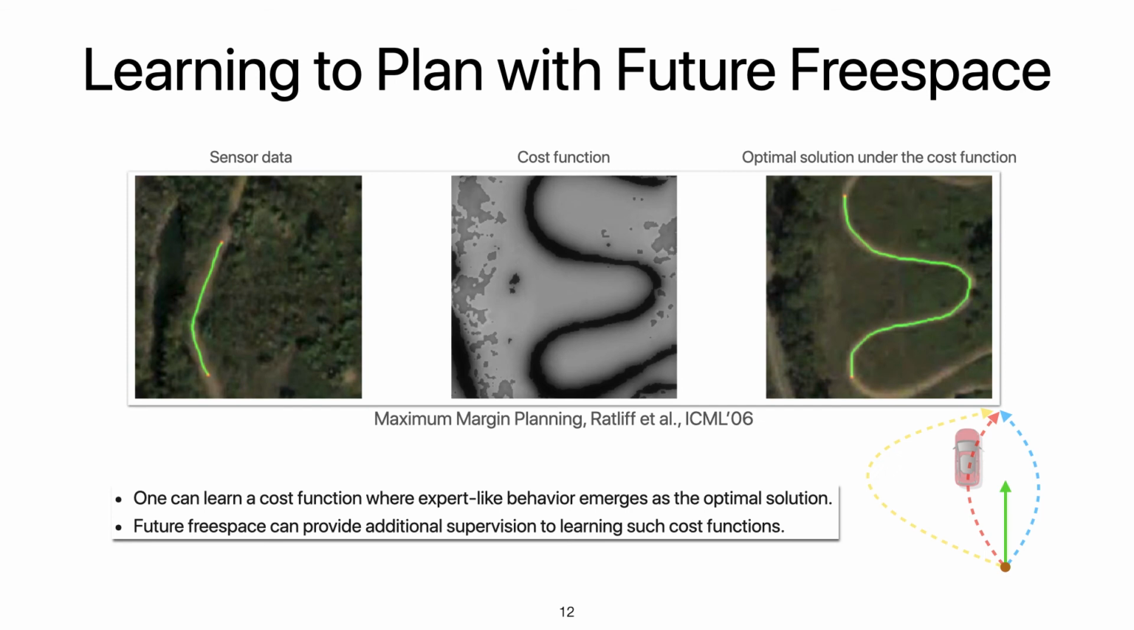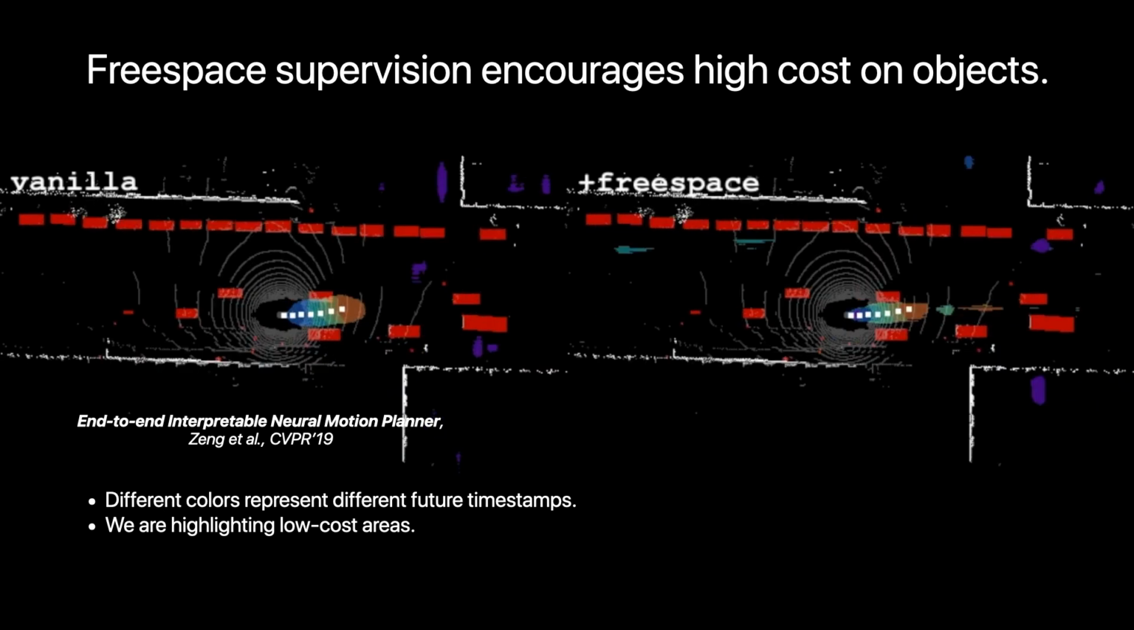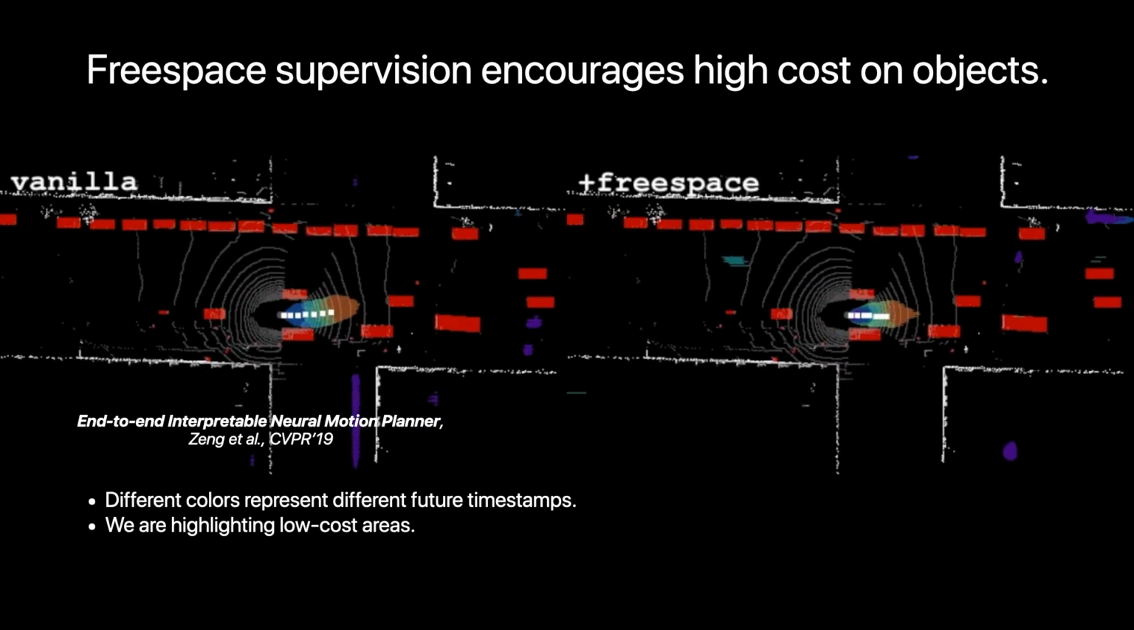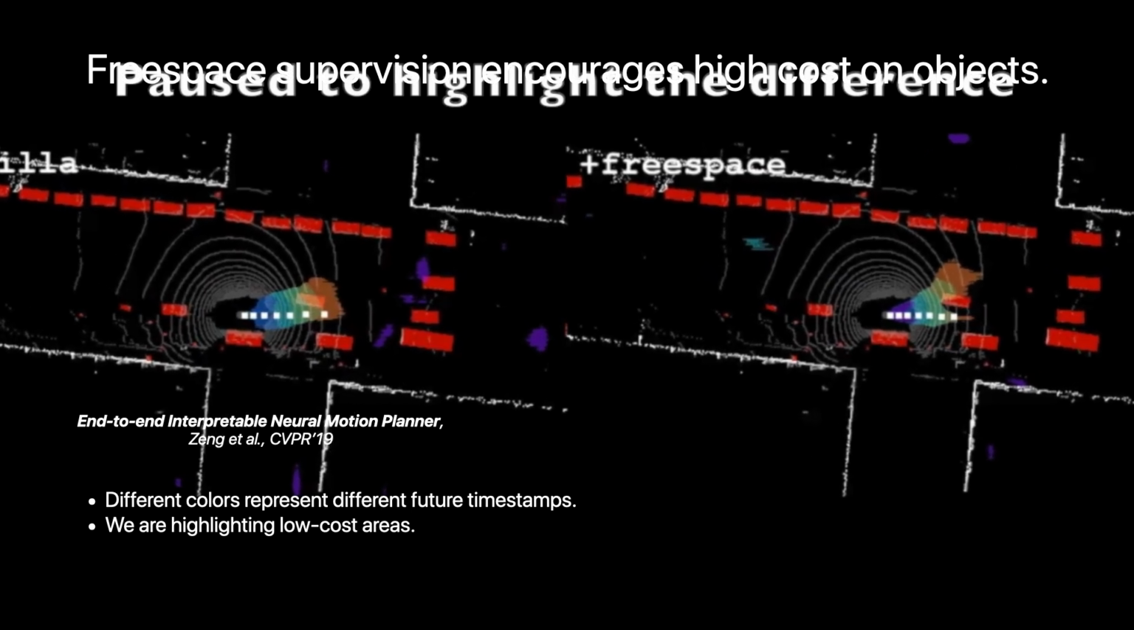We also explore learning to plan with future free space. Existing works have shown that one can learn a cost function where expert-like behavior emerges as the optimal solution. We show that future free space can provide additional supervision to learning such cost functions. This example shows that free space can provide additional supervision to encourage high cost on objects when learning cost maps.